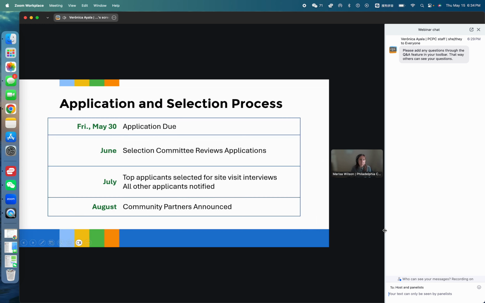So, how to apply and how the selection process will go. Applications are due Friday, May 30th at 11:59 p.m. So get it in right there before it hits May 31st.